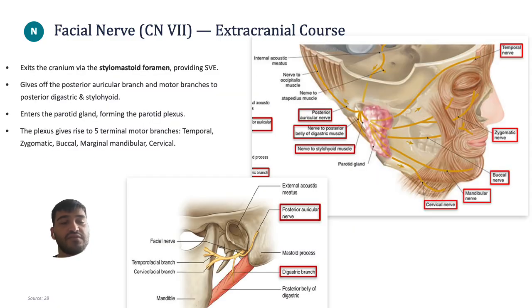So the facial nerve, and this is a very double thing. Where does the facial nerve exit the cranium? And you should say stylomastoid foramen. So there, it gives off the posterior auricular branch and motor branches to posterior digastric and stylohyoid. And also it enters the parotid gland, forming the parotid plexus. And this is another very testable subject: what does the plexus give rise to? Or what does the facial nerve branch off to after the parotid? Temporal, zygomatic, buccal, marginal mandibular, and cervical.